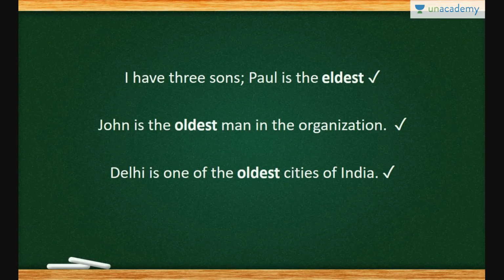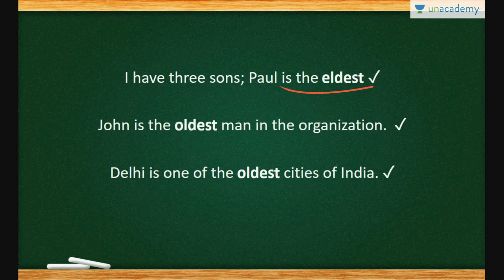Let's take a few more examples just to make things clear. I have three sons. Paul is the eldest. Now, once again, we are talking about the same family. Paul is the eldest means his age is more than the other sons. So, since we are talking about the same family, we say eldest.